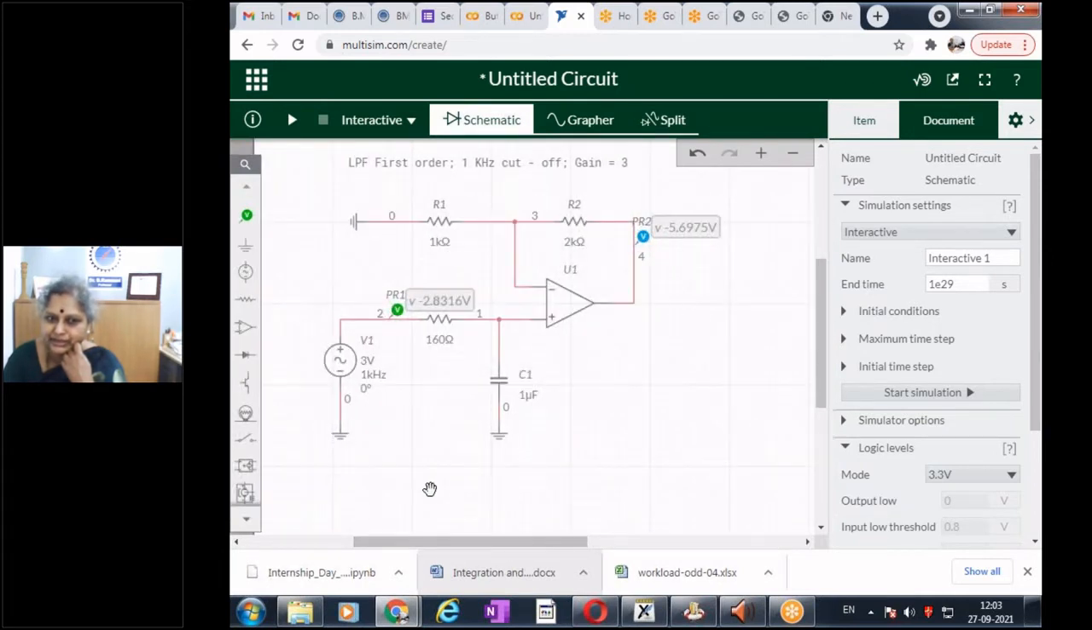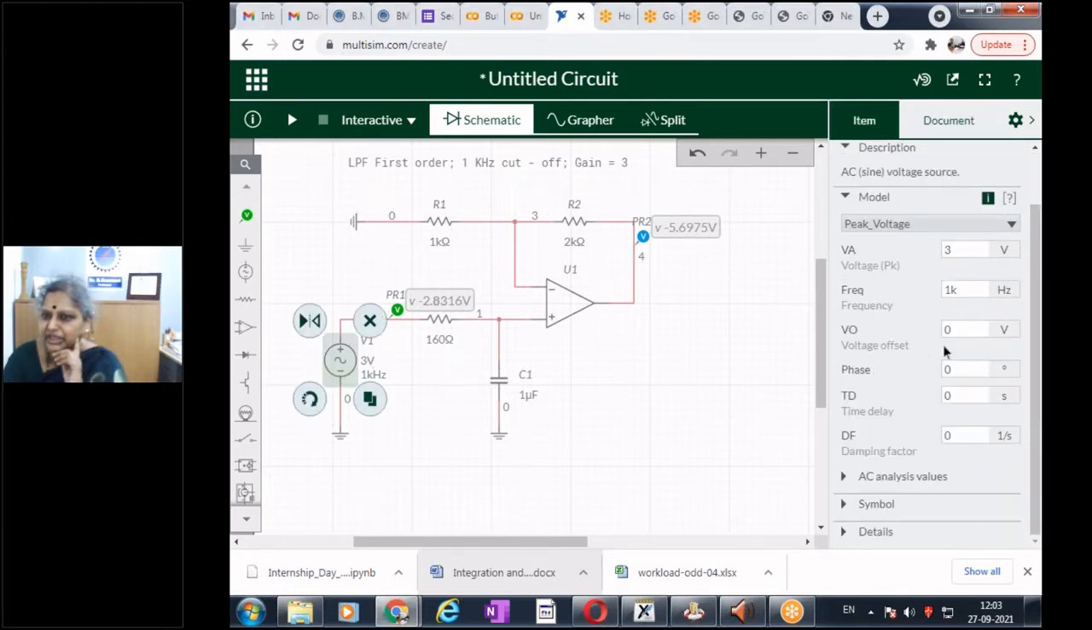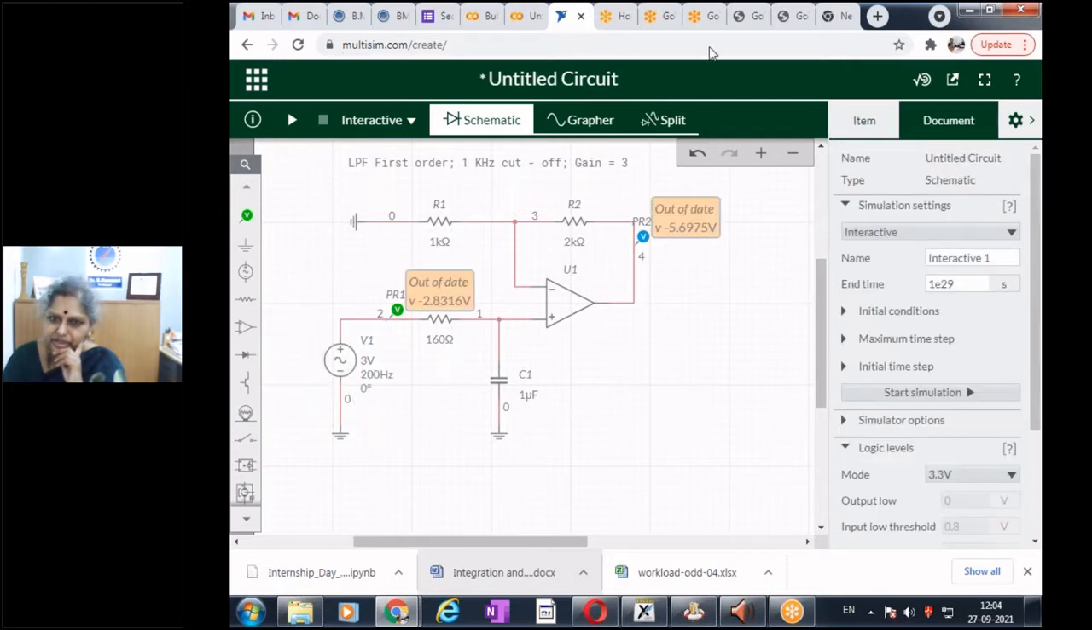Let us change my input. This is a low pass filter with a cutoff of 1 kilohertz. So at cutoff, you will not get the design gain. You will get this gain of 3 only in the pass band. So now go back to the circuit and change the frequency. Instead of 1 kilohertz, make it 200 hertz, then run the simulation and tell me what gain you're getting.